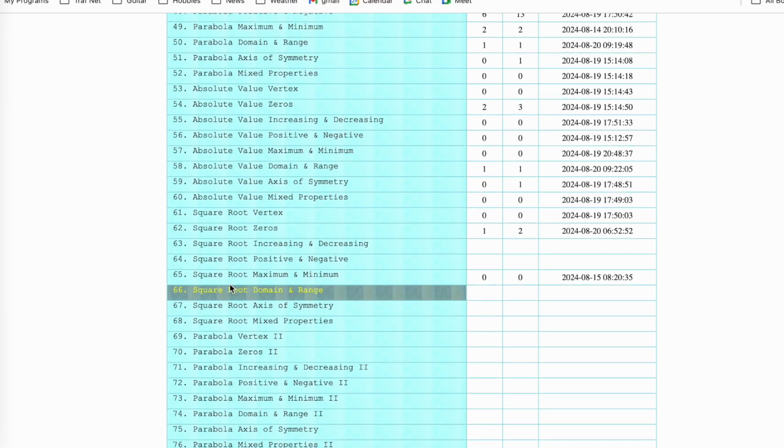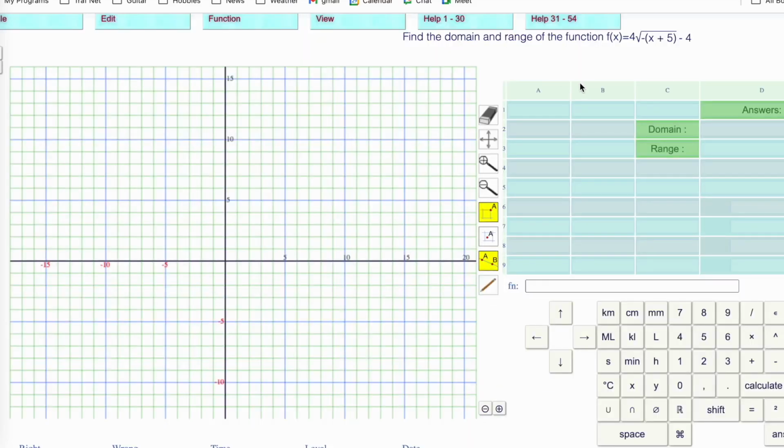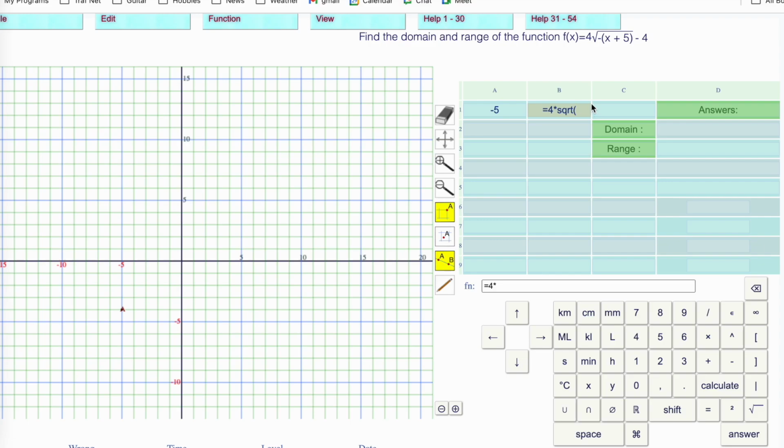Square root function. Domain and range of a square root function. The vertex is at negative 5, negative 4, which is right here. We'll put in negative 5, and then we'll see that we get negative 4 out. y is equal to 4 times the square root of negative, in front of a bracket, the x value, plus 5, close the bracket, close the square root bracket, minus 4, and that should give us minus 4.